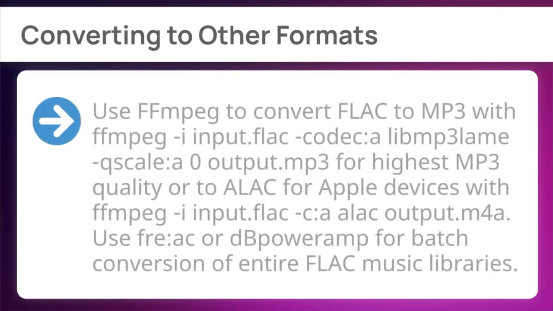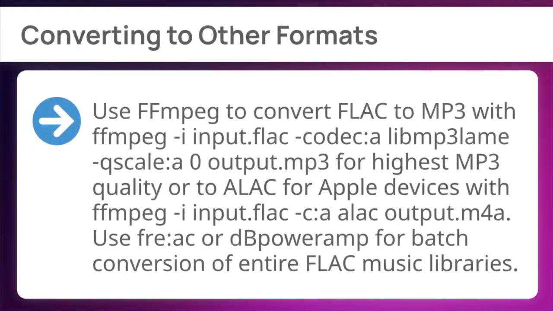Next, converting to other formats. Use FFmpeg to convert FLAC to MP3: ffmpeg, input FLAC, codec libmp3lame, quality scale, output MP3 for highest MP3 quality, or to AAC for Apple devices with FFmpeg, input FLAC, output AAC. For batch conversion of entire FLAC music libraries, use VLC or dBpoweramp.